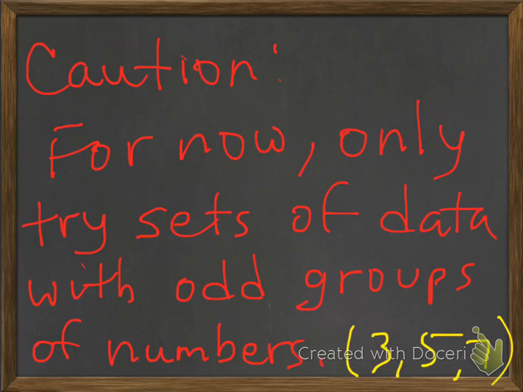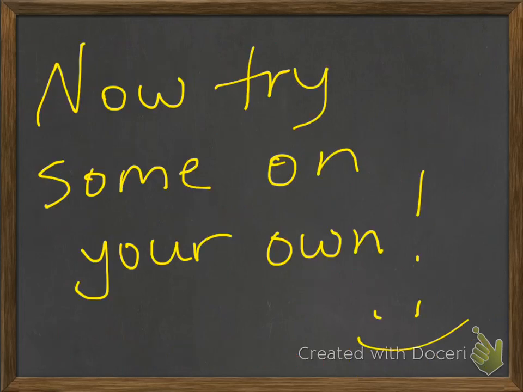So for now, only try sets of data with odd groups of numbers, like 3 numbers or 5 numbers or 7 and so forth. Only work with those right now. We'll try even ones at a later time. Now, go try some on your own. Good luck.